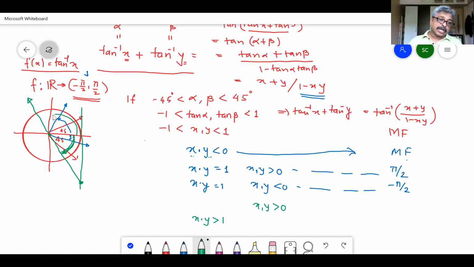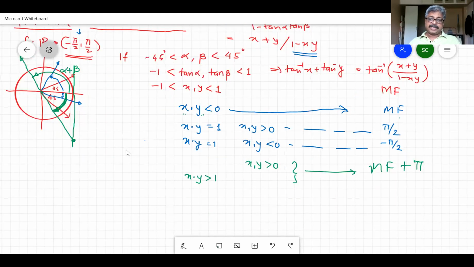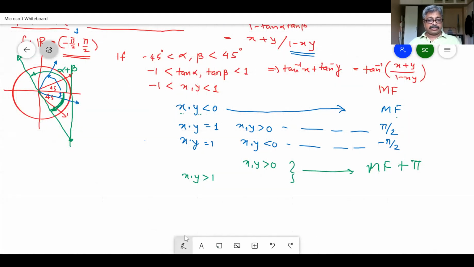This is your actual alpha plus beta. And you will get this alpha dash plus beta dash. Therefore, in this case, the answer should be the main function, that is this, plus pi. You want to take it into the second quadrant. And now the last case which is remaining. Over here, why doesn't minus pi work?